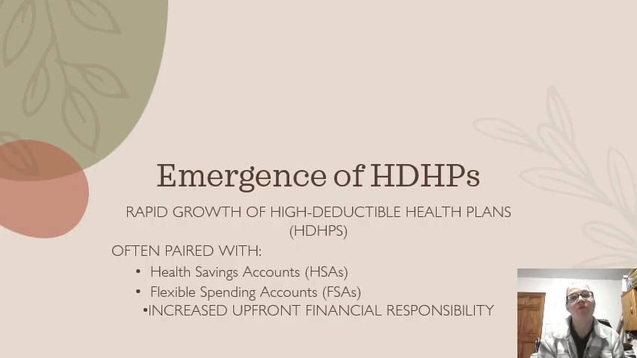And therefore, we have the emergence of HDHPs, high deductible health plans. They've grown rapidly. These plans are often paired with health savings accounts, also known as HSAs, or flexible spending accounts, which are known as FSAs. Together, these arrangements increase upfront financial responsibility while offering tax advantages to offset some of the costs.